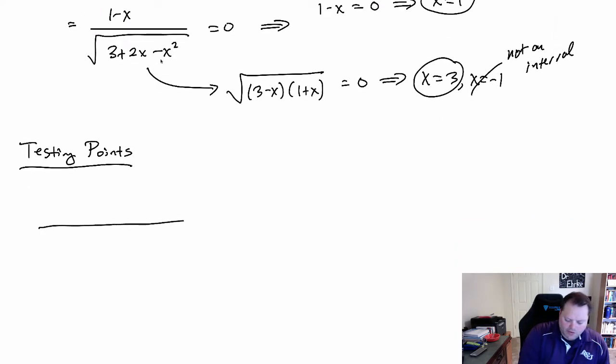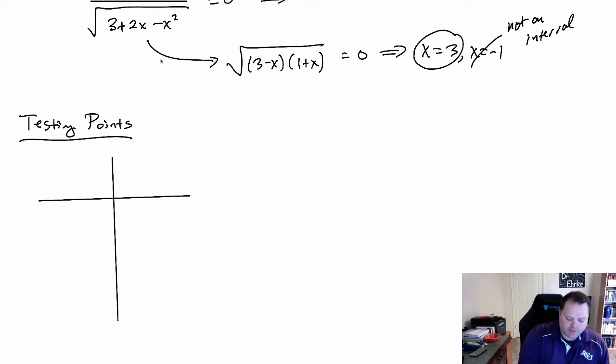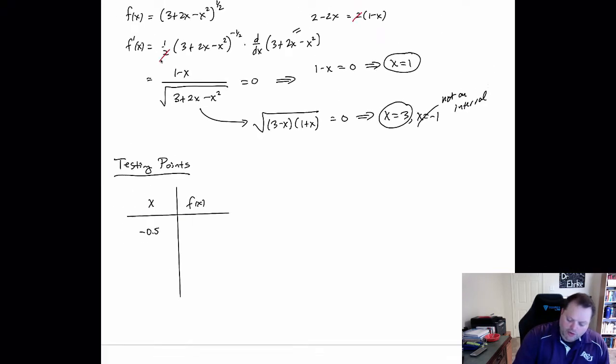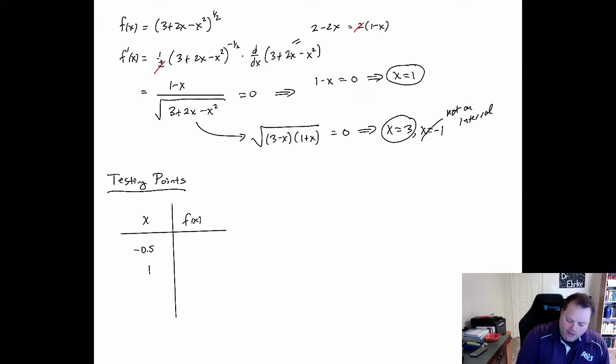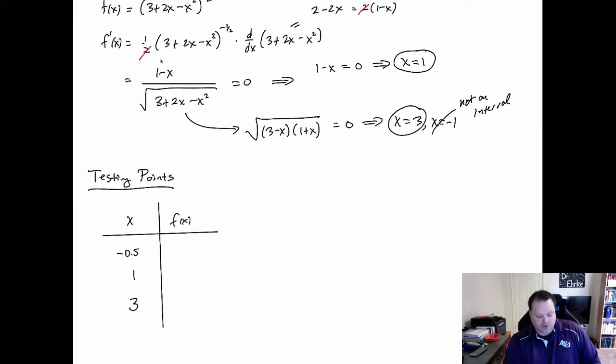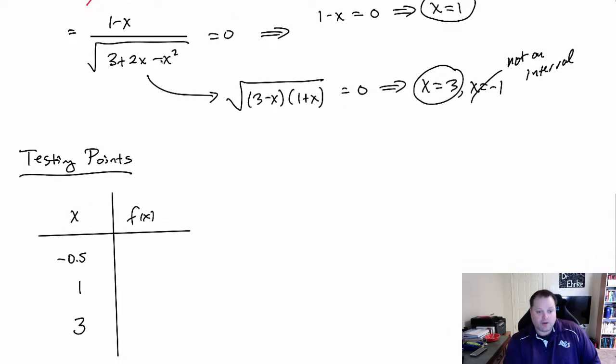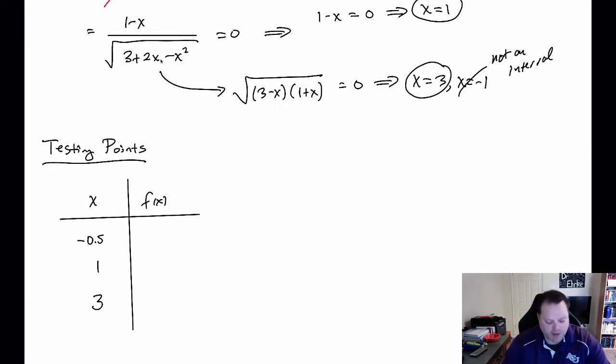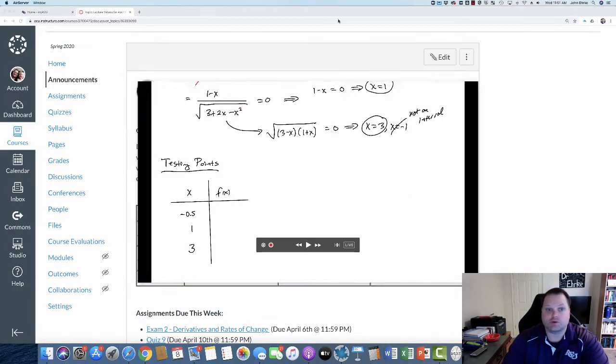I'm just going to create a little table here. This is where Desmos can really help us. So the points that we're going to test are the left endpoint, which is -1/2, the first critical point, which is at 1, and then the right endpoint, which is at 3. So we're going to be testing those 3 values. Okay, this is where Desmos can pay great dividends. So let me just bring up Desmos real quick.